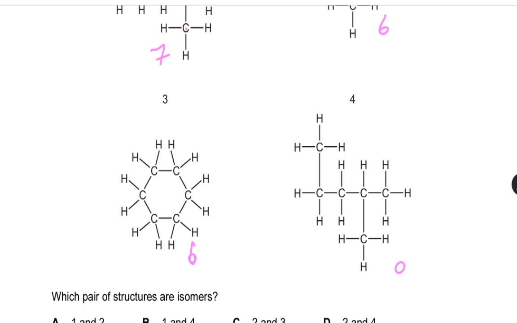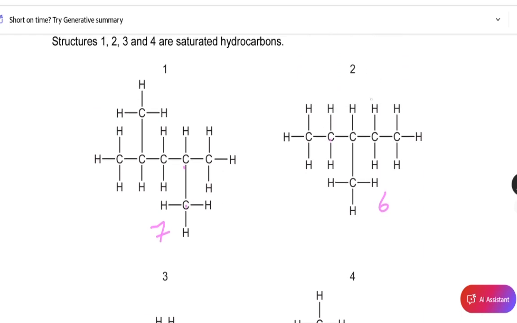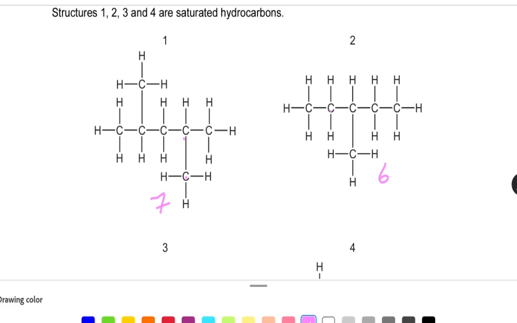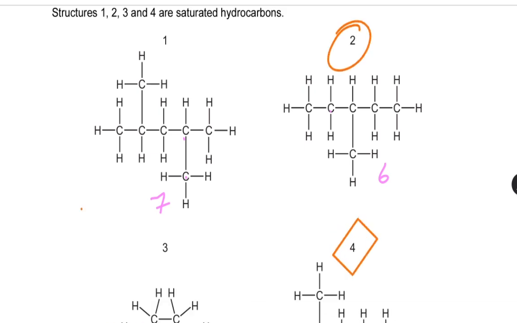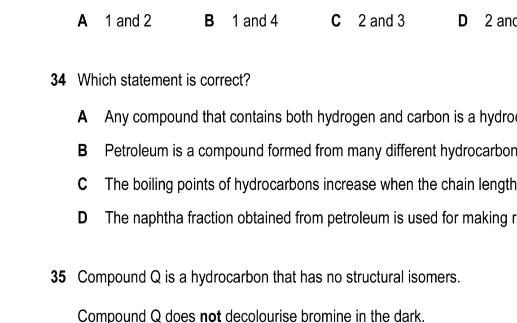So which pair of structures are isomers? We have to find out which structures have the exact same number of atoms. Option A is eliminated because the carbon counts are not the same. Now come towards this, the structure of benzene. Again, it will not have the same number of hydrogen atoms. So 2 and 4 are isomers of one another. So the correct option is D.